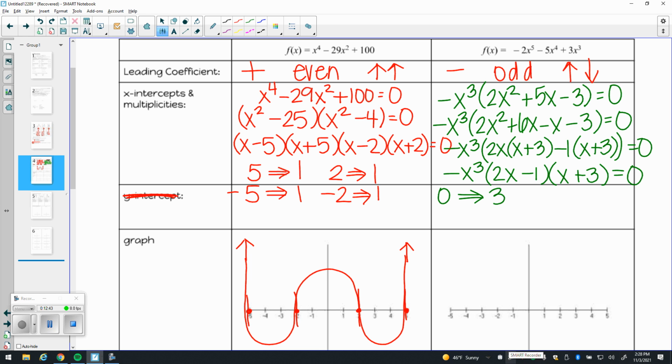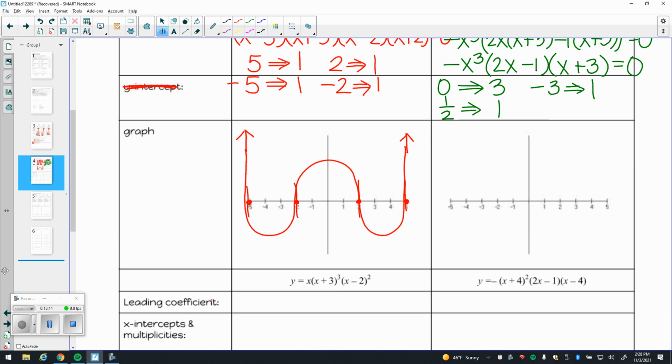Because technically that x could be in a parenthesis. My next 0 comes from here. How do I set that? I set that equal to 0, yes? I add 1 first. So it is 1/2, which has a multiplicity of 1. My last one, set equal to 0, I would subtract 3, and it has a multiplicity of 1. Yeah? Okay. Now, graph your zeros: negative 3, 0, and 1/2. What's my indicator? Up, down.